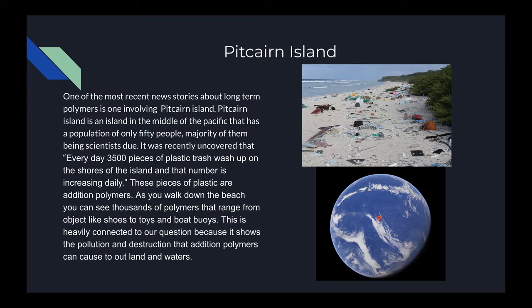These pieces of plastic are addition polymers. As you walk down the beach, you can see thousands of polymers that range from objects like shoes to toys and boat buoys. This is heavily connected to our question because it shows the pollution and destruction that addition polymers can cause to our land and waters.